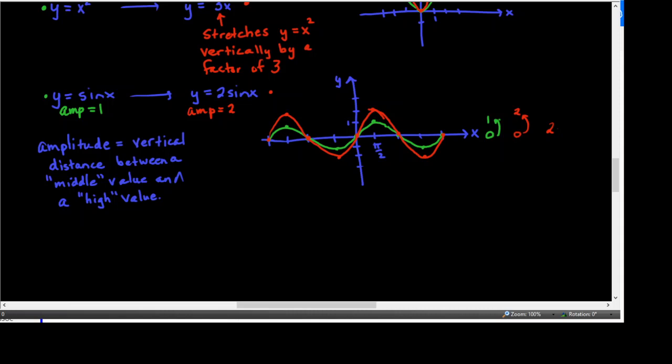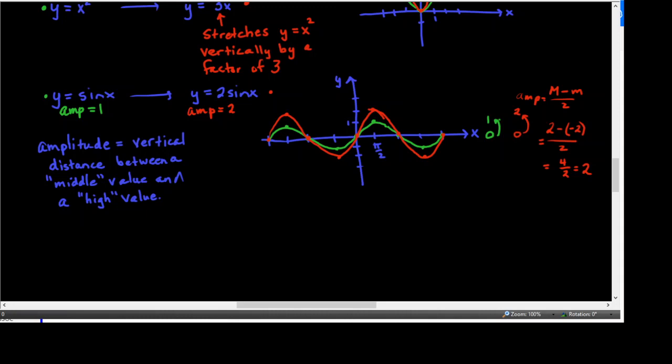So the max, capital M is the way you can represent that, minus the minimum value. So minus -2, the lowest value is -2, divided by 2. That's their formula, if you will, for amplitude. And it works. There's nothing wrong with it. 2 minus -2 is 4, and 4 divided by 2, of course, is 2. They got the same amplitude for y equals 2 sine of x that we did.